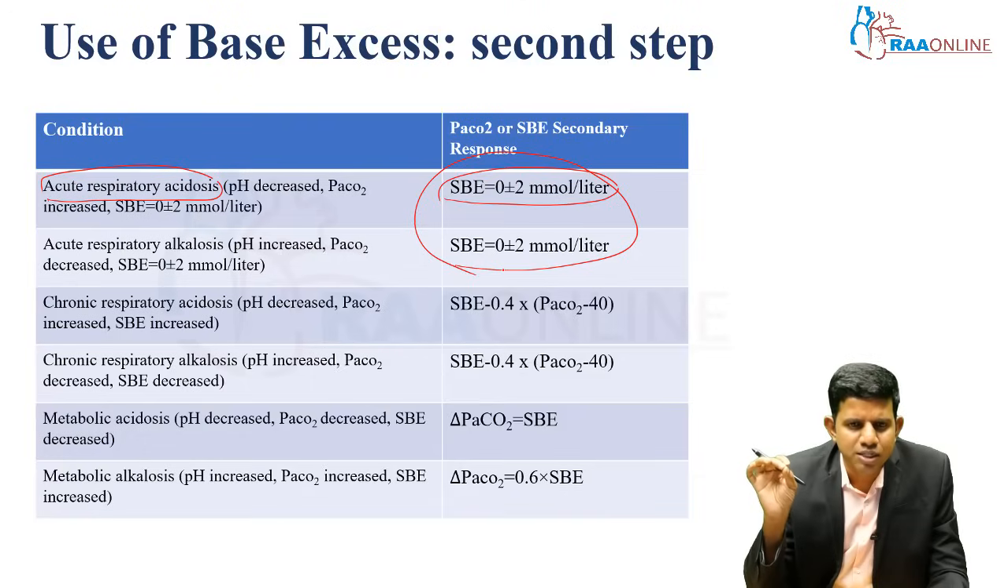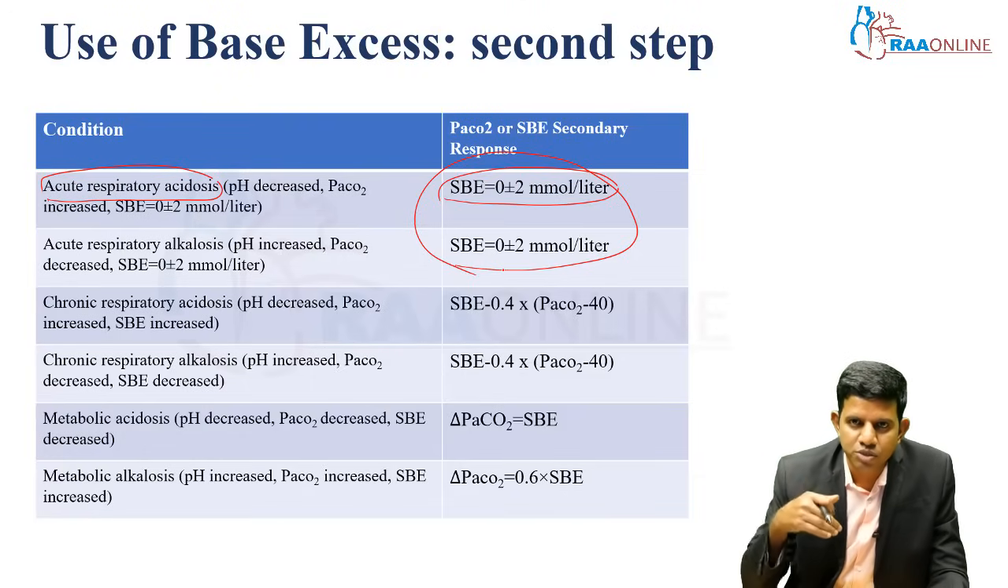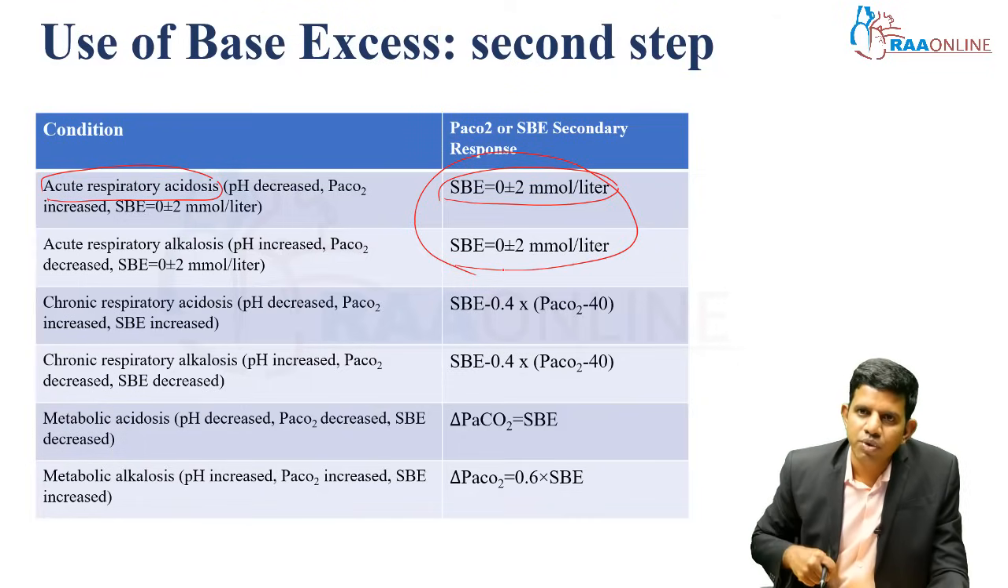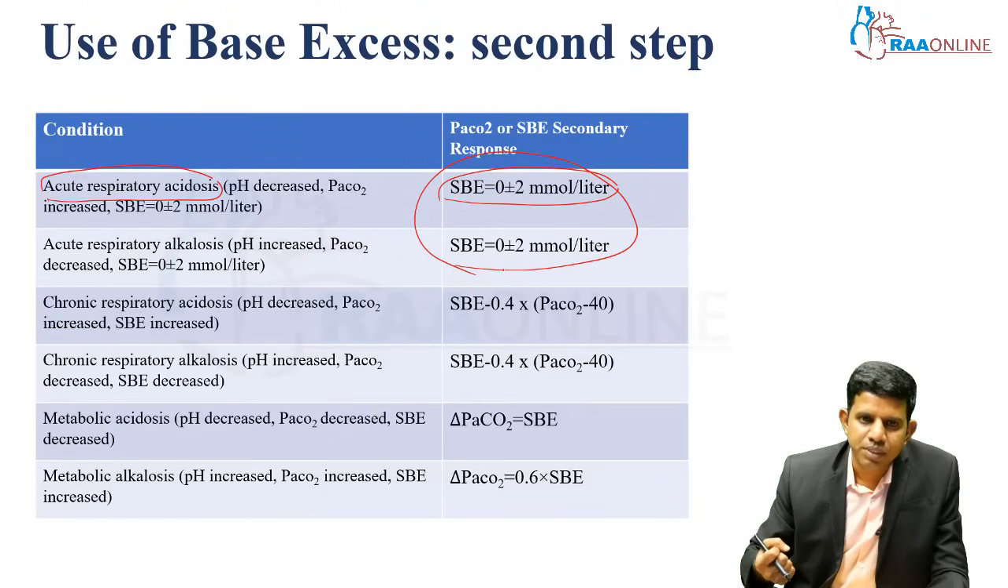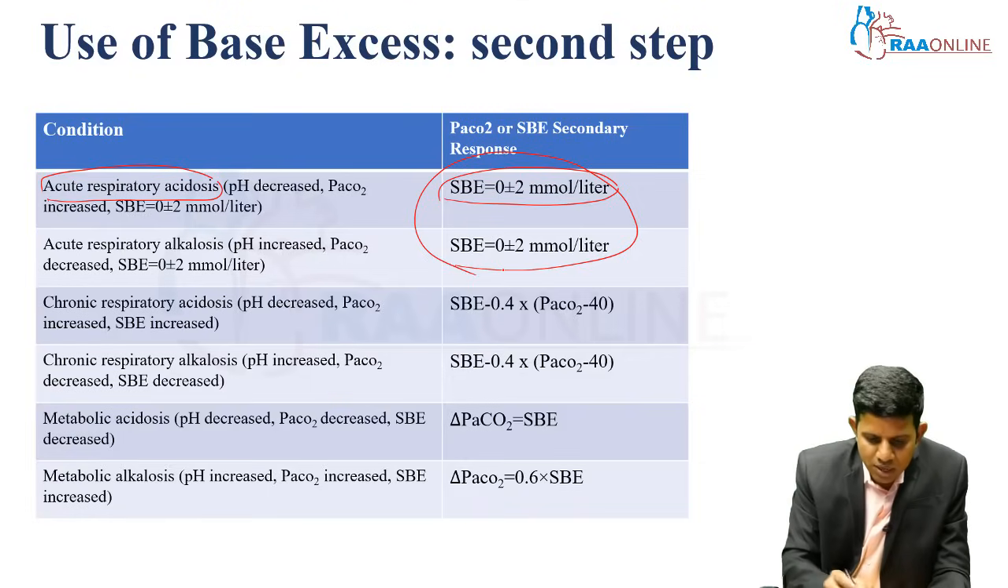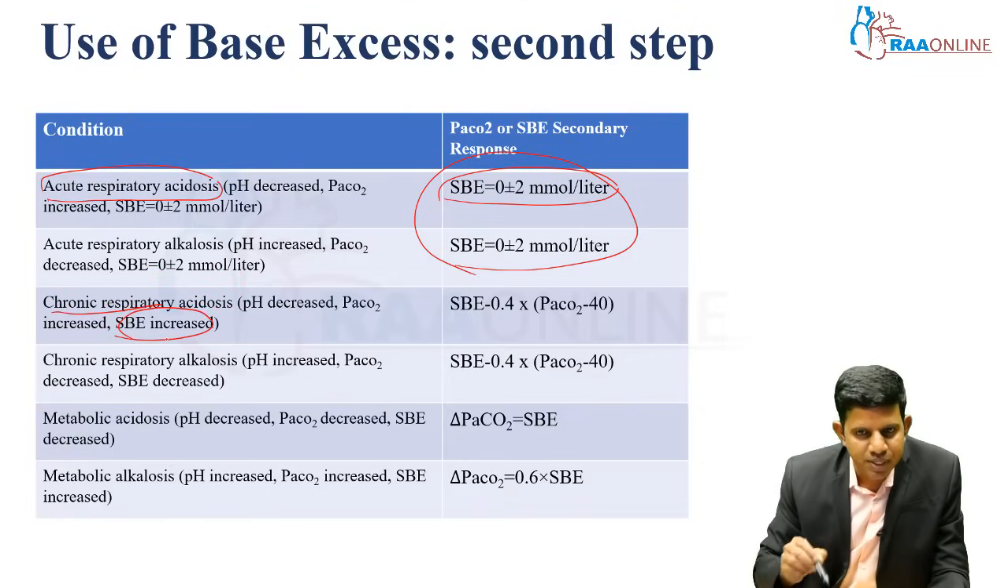If it is a chronic respiratory acidosis, what will my body do? To compensate, my kidney itself is going to retain the bicarbonate. So it is going to increase my bicarbonate level, and so it is going to increase my standard base excess. In chronic respiratory acidosis, my standard base excess will increase.